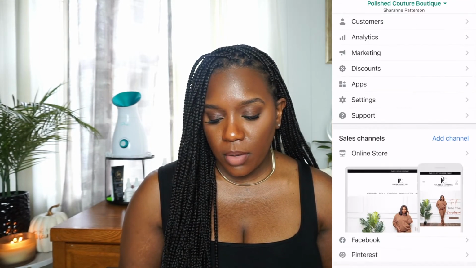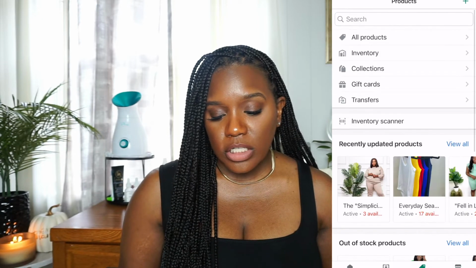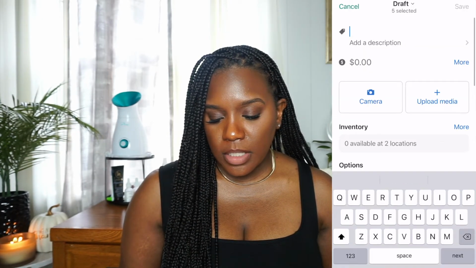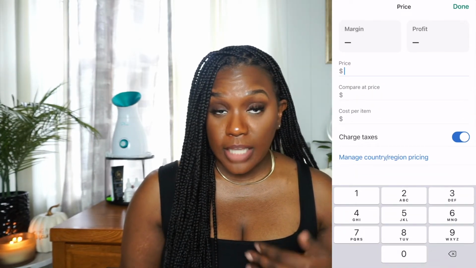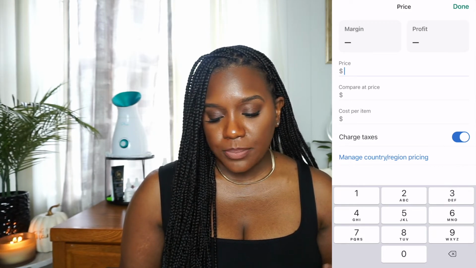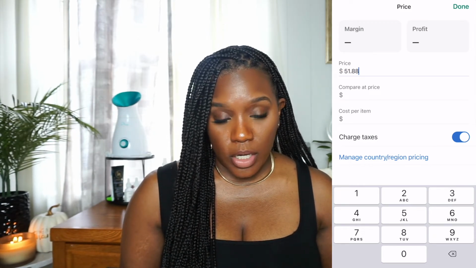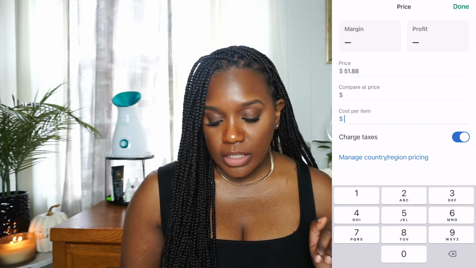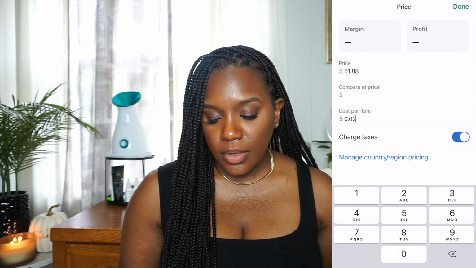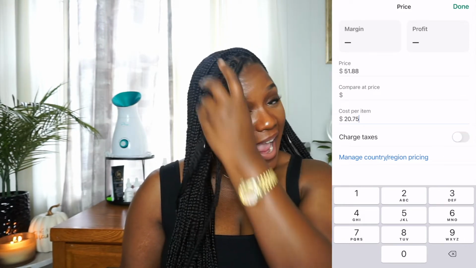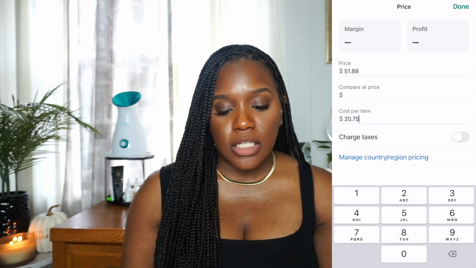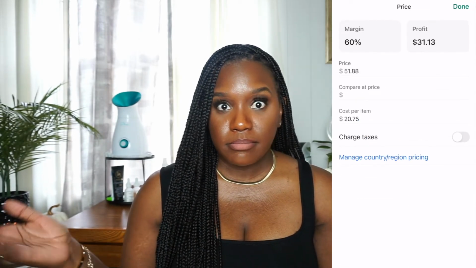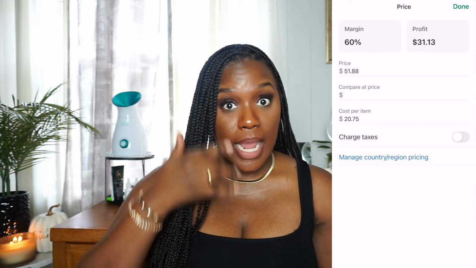Shopify is really good when it comes to calculating your margins and your price for you as well. So we're gonna go to products, and we're gonna go to add product on Shopify. I've never been to it on my phone, but let's just see. Okay, cool. So we're going to go to price. We know that the price of what they say we should sell it for is $51.88, and our cost per item we know is $20.75. Okay. So we're going to take taxes off because we already added our taxes in ourselves. And so we know that our margin is 60% and our profit is $31.13. I mean, that is lit.